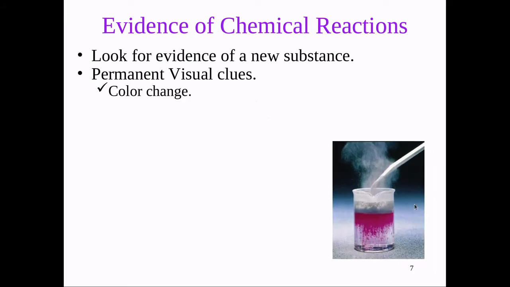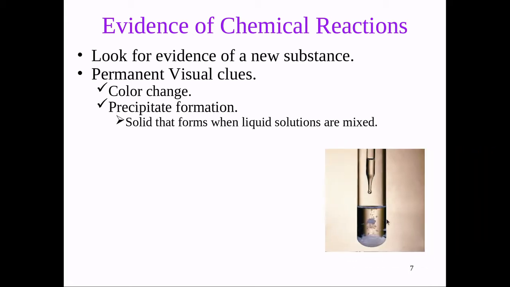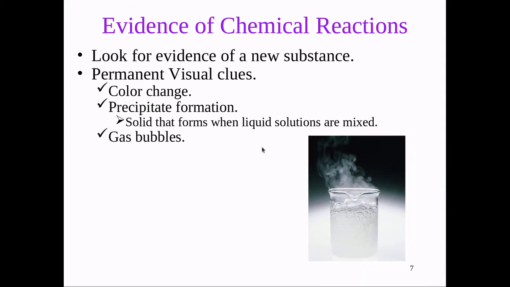So we could have a color change. We could have a precipitate forming, and that's when a solid starts to form when we mix together usually two liquids. So we see a phase change. The new material is solid and it's not soluble, and we'll talk about what that means, in the liquid. Sometimes gas bubbles start to form. That's evidence that we're producing a gas in our reaction.